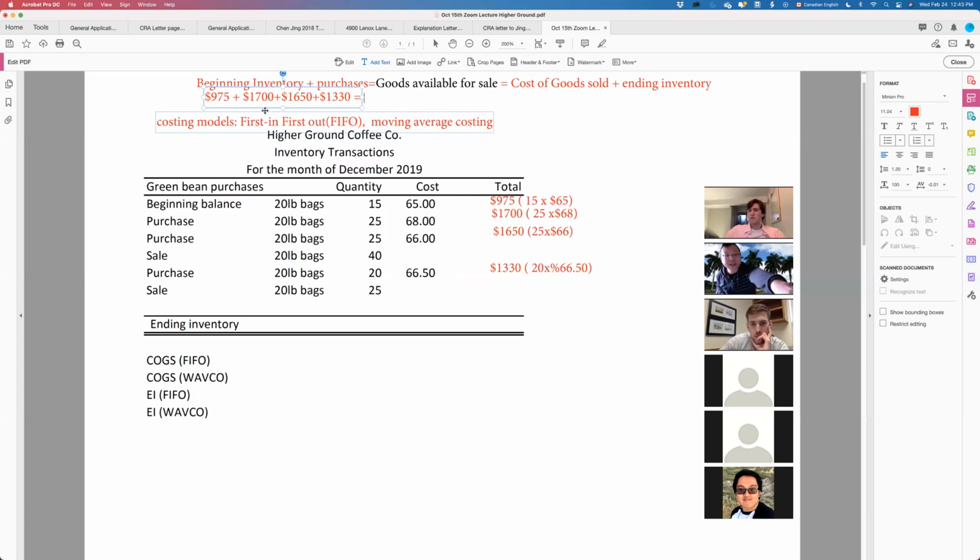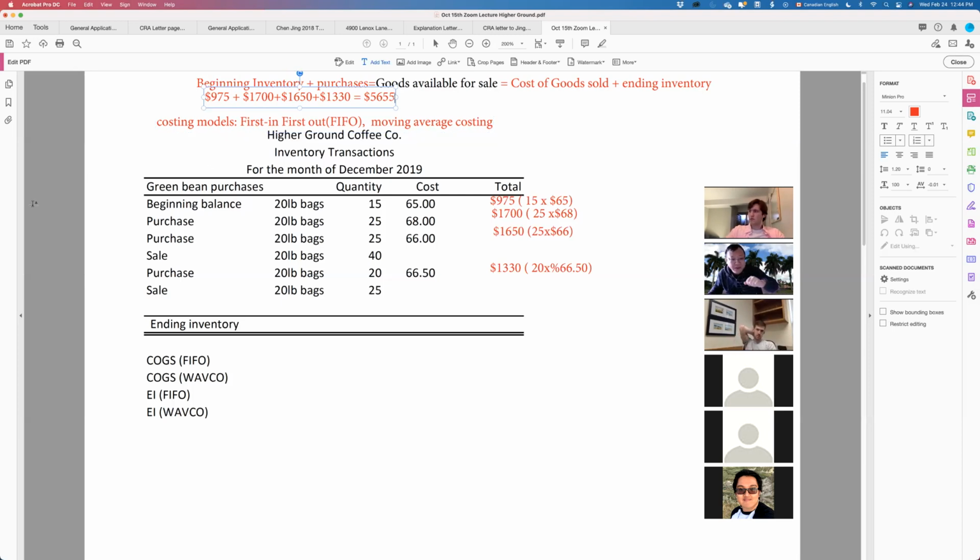So what's the goods available for sale? The goods available for sale would be the sum of the four numbers. Can anyone help me with this? 975 plus... I got 5,655. Yes. So that's the goods available for sale.